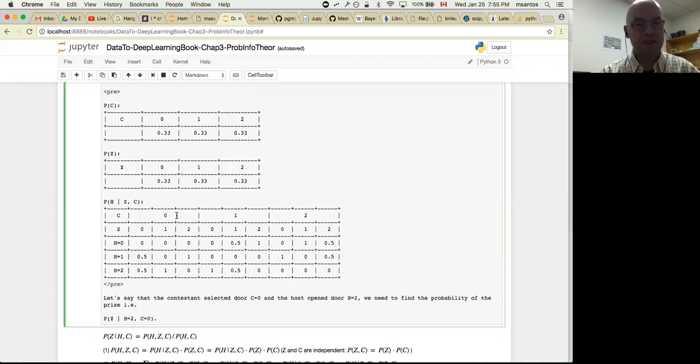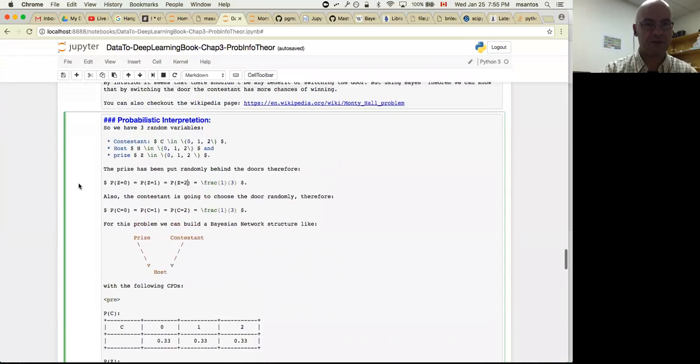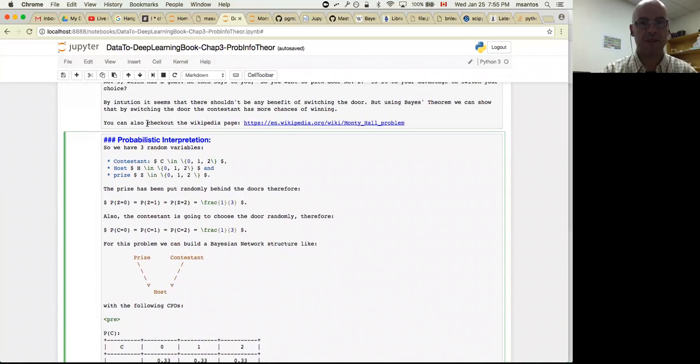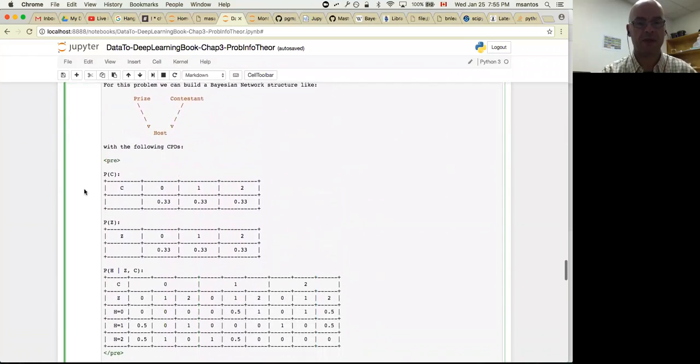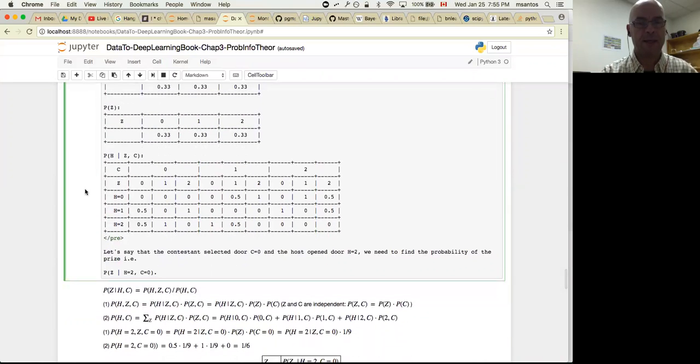In this case, for instance, imagine that you chose door number 0, and that the price is behind door number 1. I picked up this table actually from this link here. You can follow it there as well.